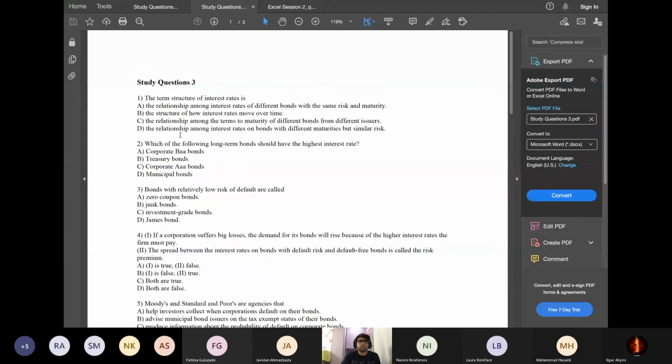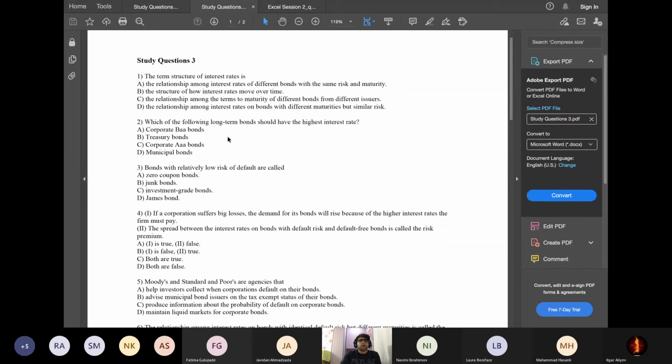For the first one, the answer is D. Third question, bonds with relatively low risk of default are called investment grade bonds. Zero coupon bonds don't have anything to do with it. Zero coupon bonds means it doesn't have coupon payments, coupon rate. It only pays you the face value at the end of the maturity. Doesn't pay coupons. Junk bonds have higher risk of default because they are junk.